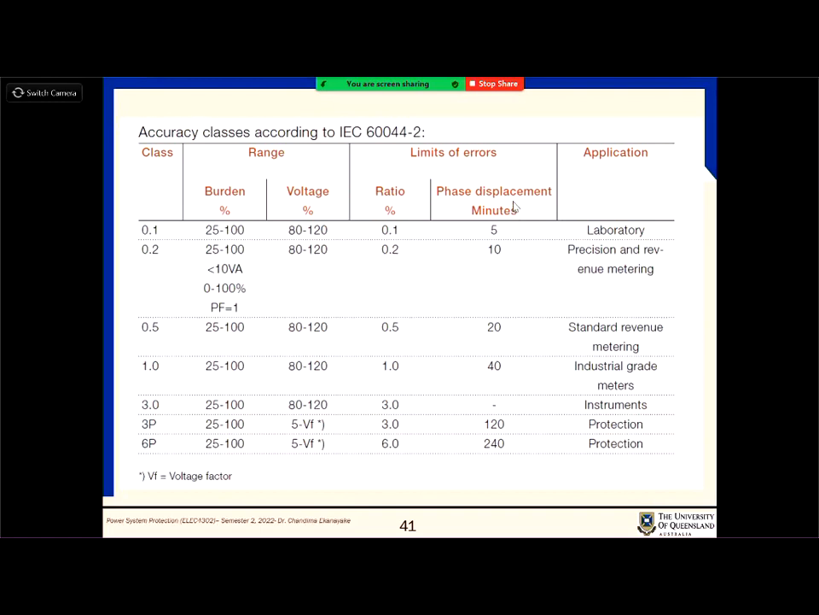And this phase displacement error, you can see that it is also increasing here, 120 minutes, which is 2 degrees, right? So the protection is very relaxed from the error or the accuracy point of view.